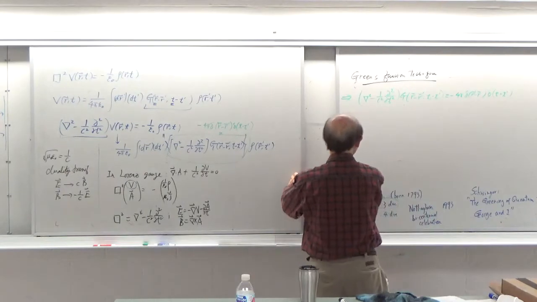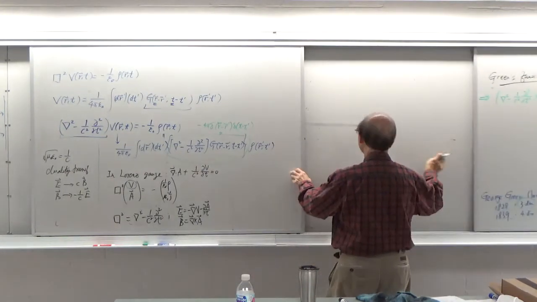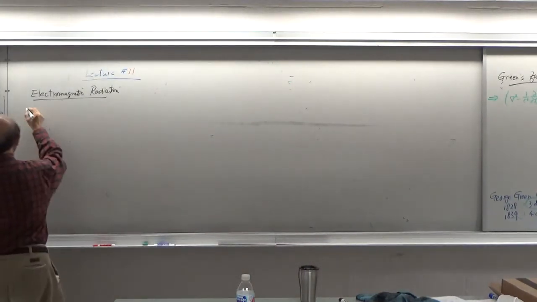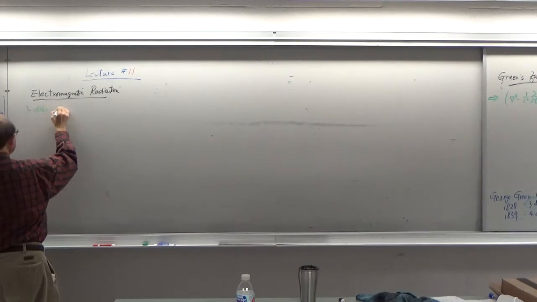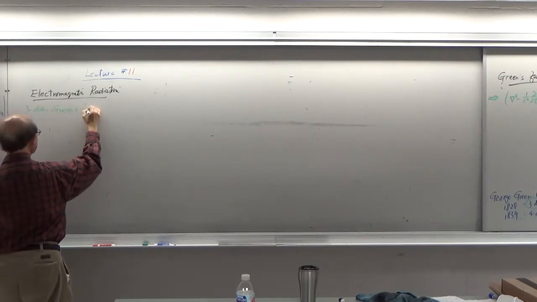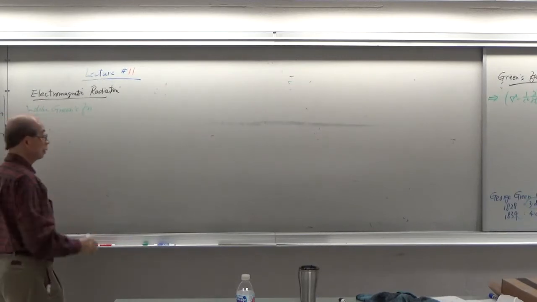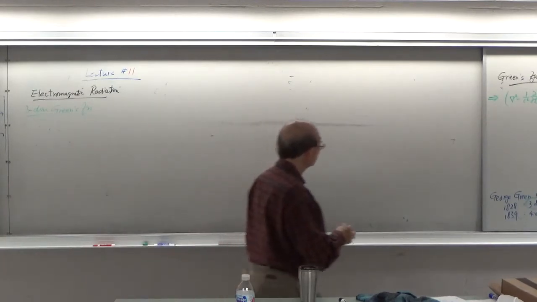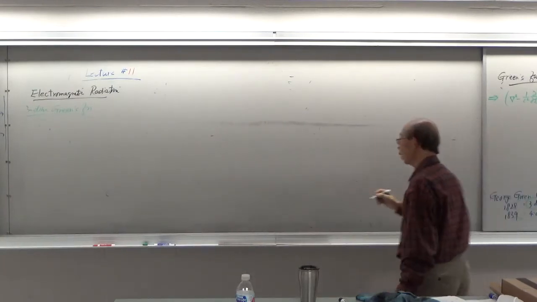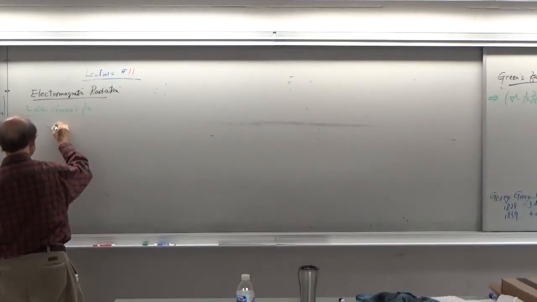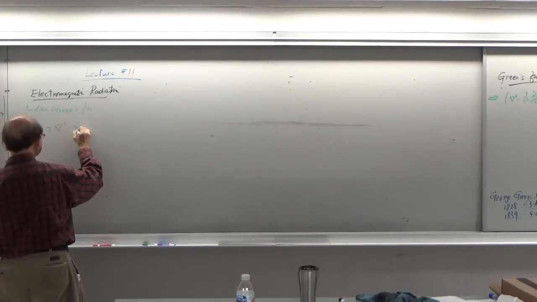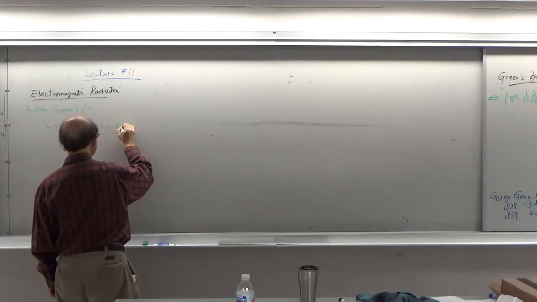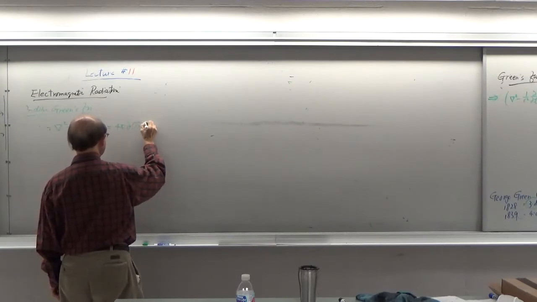All right, so let us leave this aside, and now go on to talk about the three-dimensional Green's function. The three-dimensional Green's function obeys, let me put this minus sign to the other side, so it's minus the Laplacian of the Green's function equals 4 pi delta of r minus r prime.